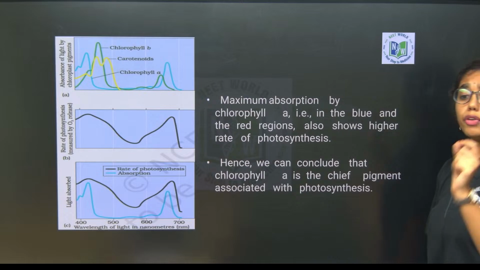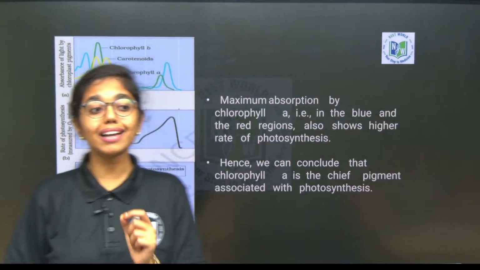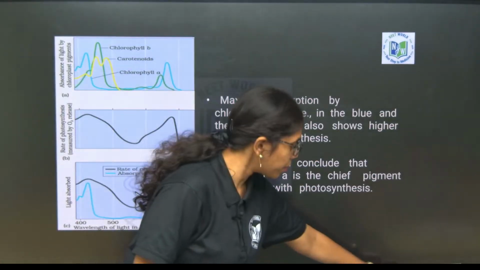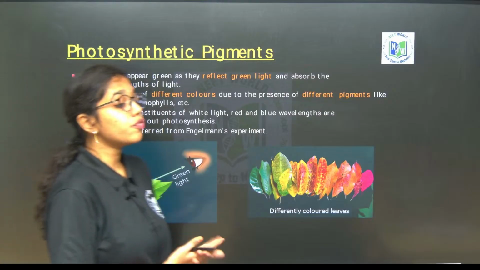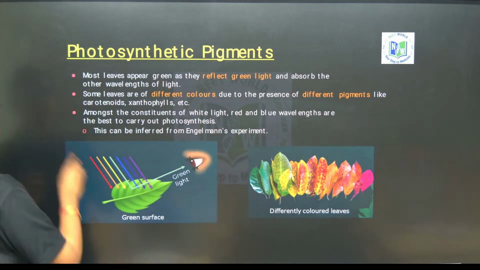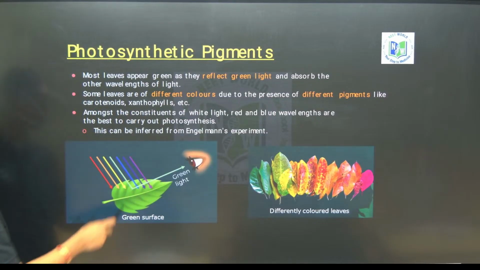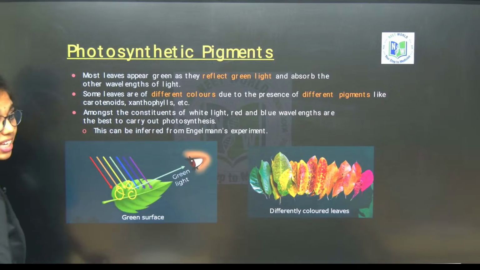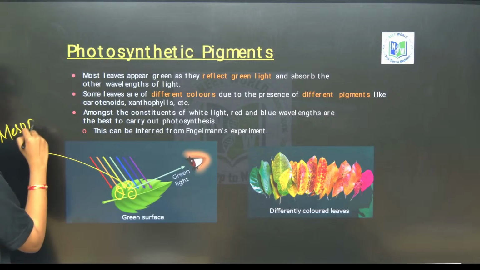Yes, right? Before learning action spectra and absorption spectra, you should clearly know about photosynthetic pigments. Where are these photosynthetic pigments present actually? So for example, let me take a leaf like this. The leaf is composed of what cells? Mesophyll cells. Yes or no? Leaf has what cells? Mesophyll cells.